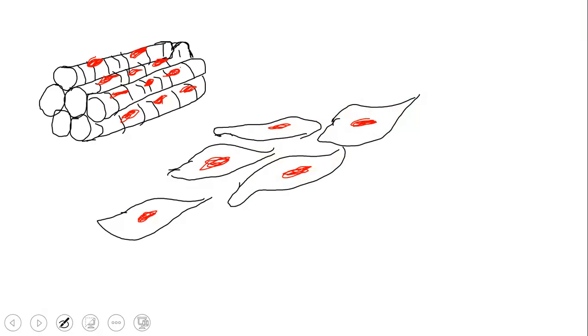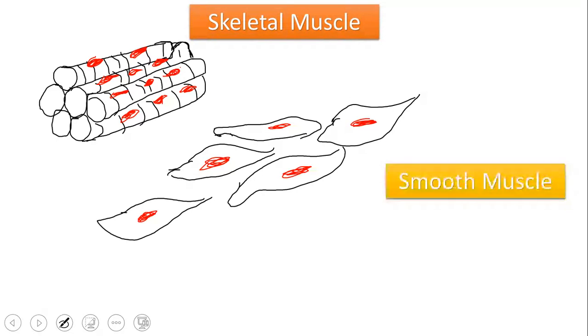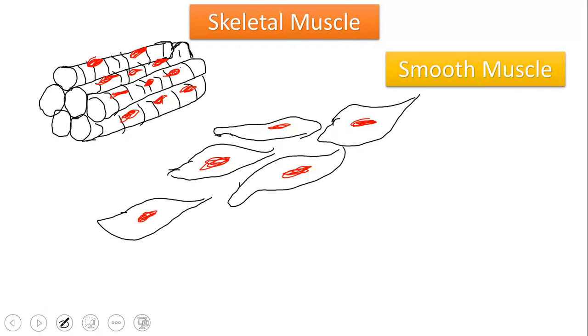But what about smooth muscle? These muscles, the smooth muscles, are involuntary muscles. So they do not need our conscious control to move. One of the roles of the smooth muscles is to move food through the digestive tract. Indeed, we have smooth muscles in our stomach and in our small intestine, and of course in other places as well.